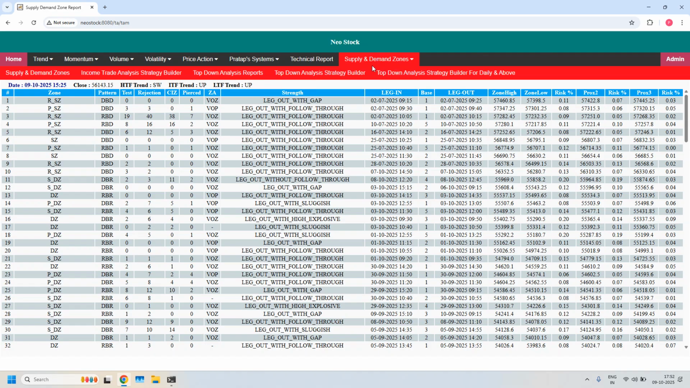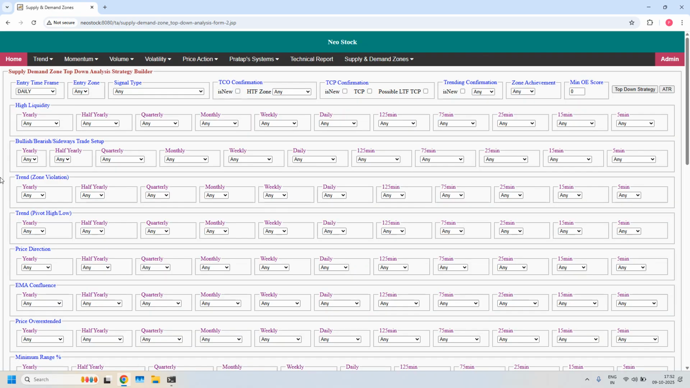Next, I am generating sideways, bullish and bearish trade setups for monthly, weekly and daily income trades. So starting with sideways long trade setup for monthly income trade, entry time frame daily, entry zone demand zone. You are bullish or bearish or sideways at entry time frame daily. I am selecting sideways long.